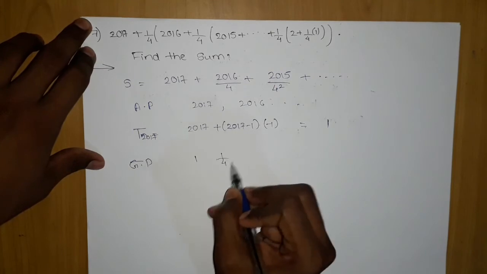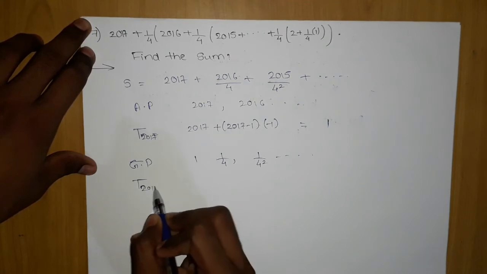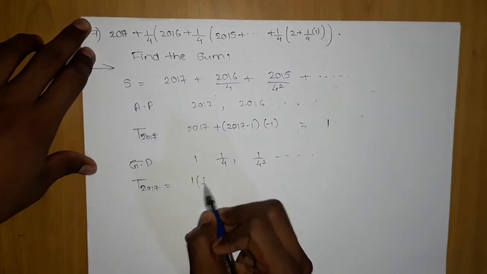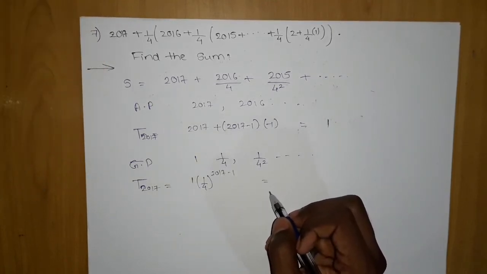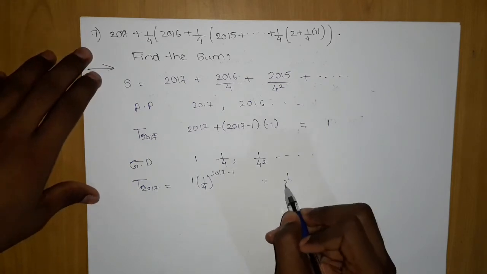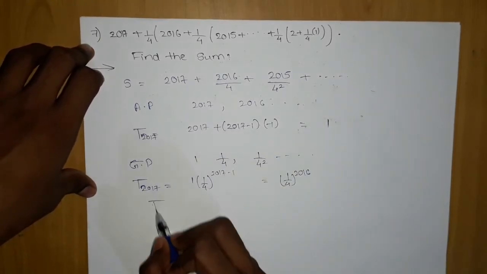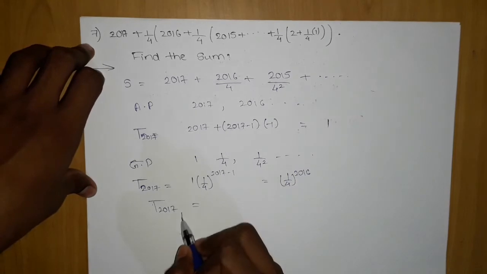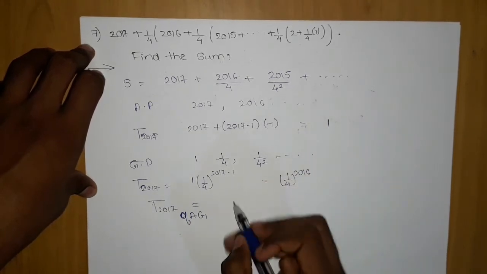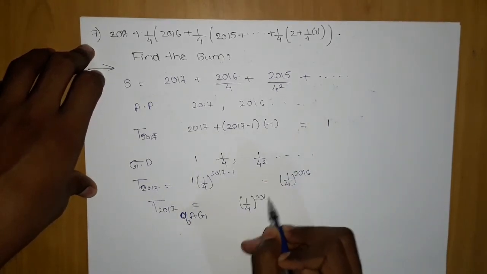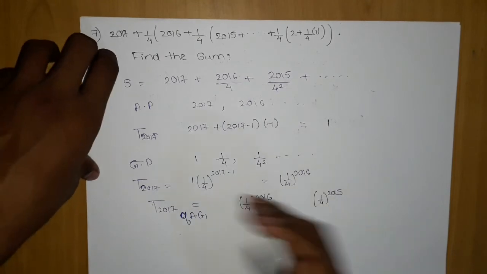The GP is 1 by 4, 1 by 4 square and so on. We want to find the T 2017, which gives 1 into 1 by 4 to the power 2017 minus 1, which is 1 by 4 to the power 2016. So we got the Tn term of the AGP. You just need to write the AGP: it is 1 by 4 power 216, and before that 1 by 4 power 215, and like that.